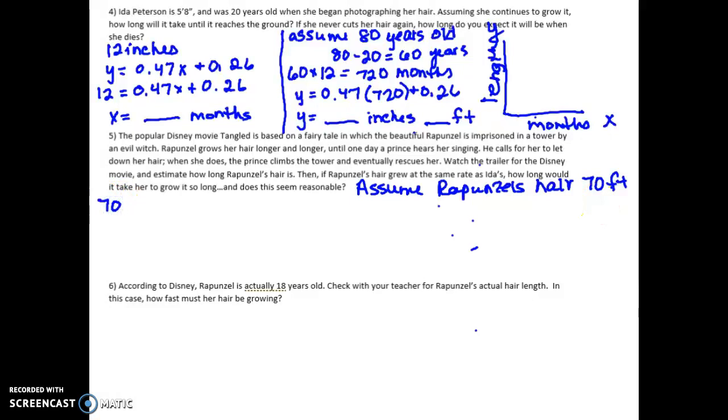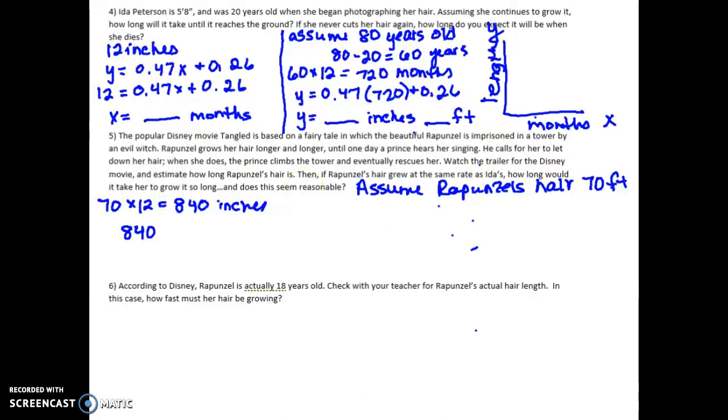So our hair is going to be 70 feet long. 70 times 12 is equal to 840 inches. Now remember, our inches right here, our length, is actually our y value. So we've got to remember to put 840 inches. We're using our line of best fit again because it said that we're using the same rate as Ida.